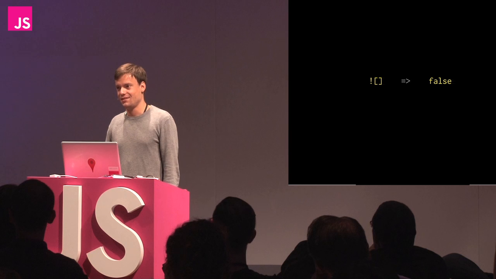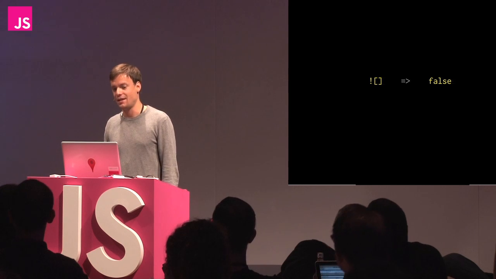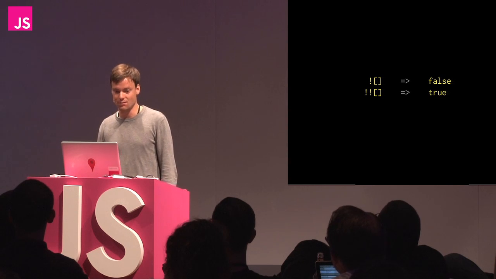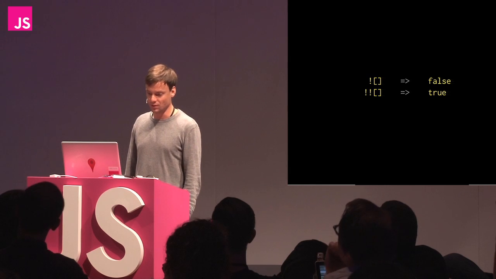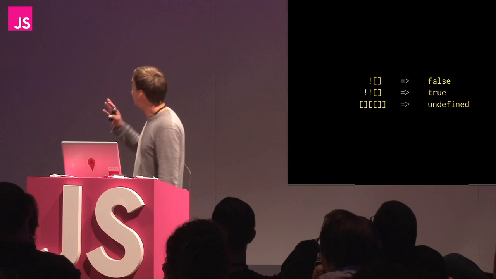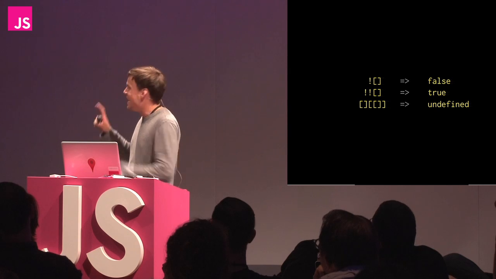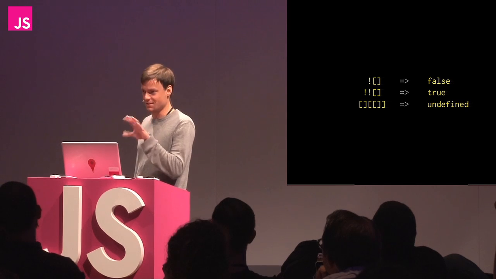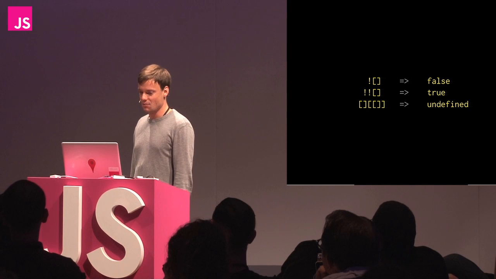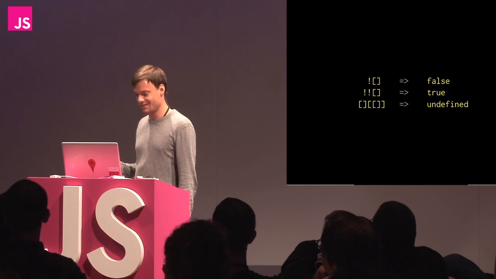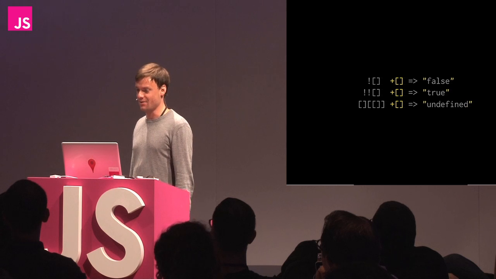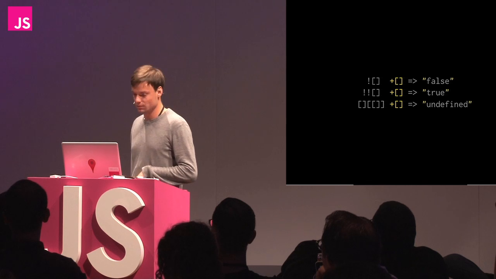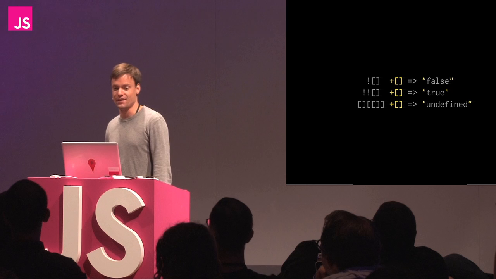If you say not an empty array, you get false. If you say not not, so it's a double negation, it's true. If you try to access an empty string of an empty array, you get undefined. So these are the really basic parts. But what's fun is if you add an empty array again, then you convert these values into strings. And then it's getting funny.